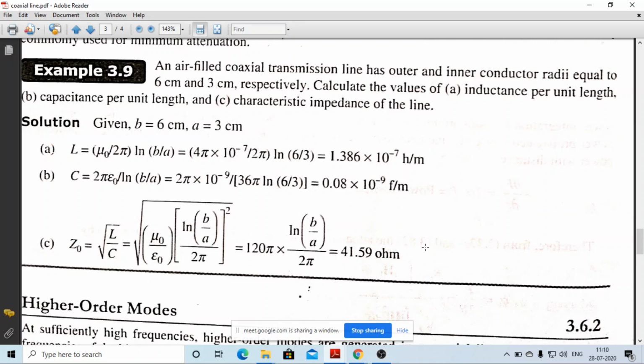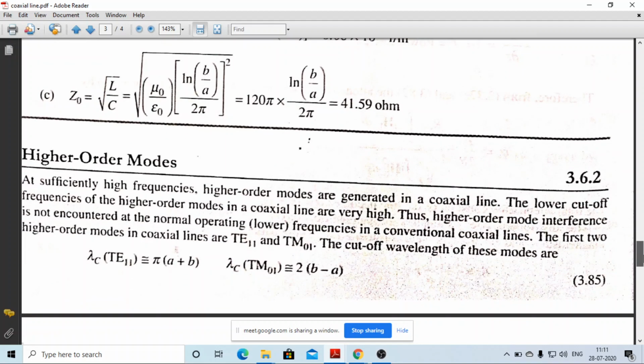It should be near 50 ohm if you have selected the radii for the coaxial cable in a typical range, meaning in possible ranges. Let us suppose you have taken 6 meter and 3 meter radii, and there is a huge, big coaxial cable which is actually not possible, so you can expect different values for the Z0.